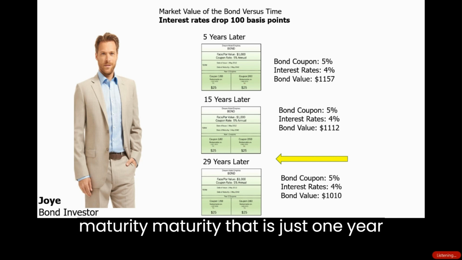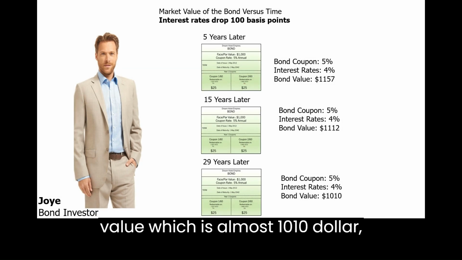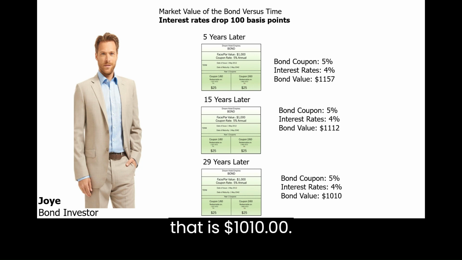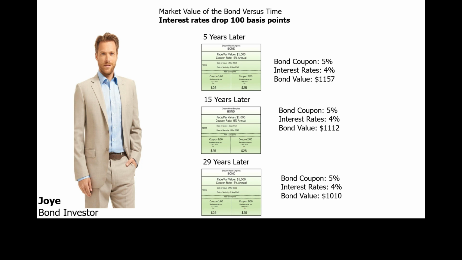Then as you look at the 29-year one, it's really close to the bond's maturity. That is just 1 year from the maturity. So the bond value is going to be really close to the par value, which is almost $1,010.